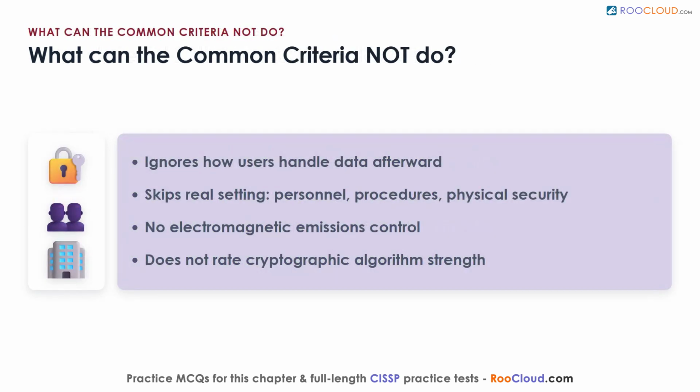What can the common criteria not do? It is powerful, but it has clear blind spots you must respect. It says nothing about whether users handle data safely once they have it. It ignores administrative matters outside its narrow security scope. It does not evaluate a system in its real setting, so it skips personnel practices, organizational procedures, and physical security entirely. It also does not cover control of electromagnetic emissions or rate the strength of cryptographic algorithms.